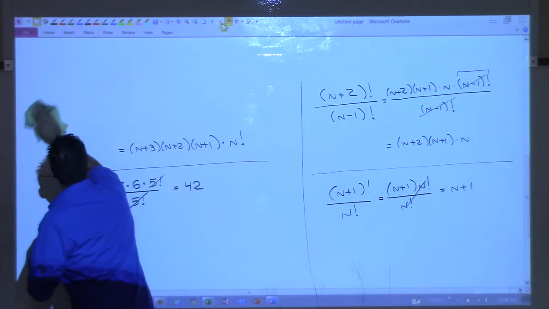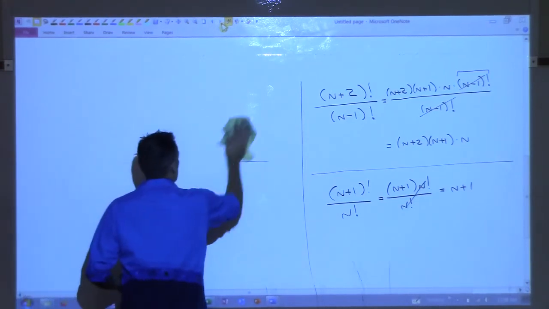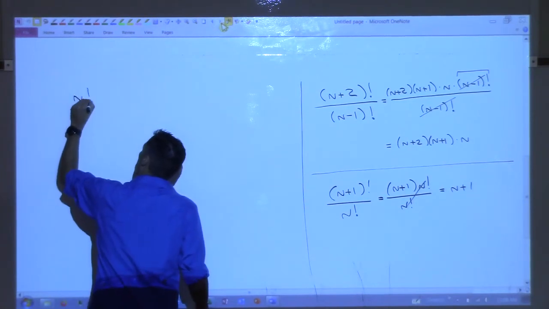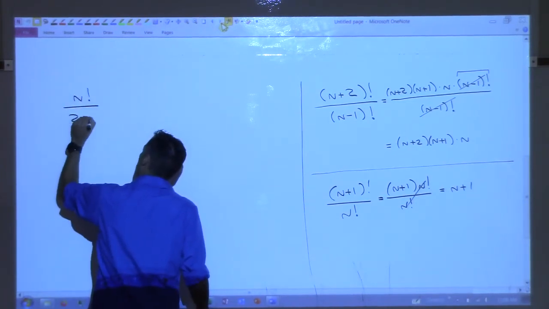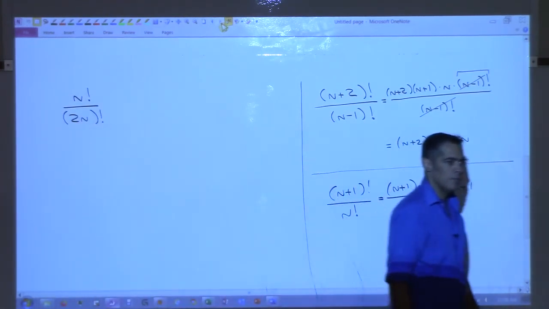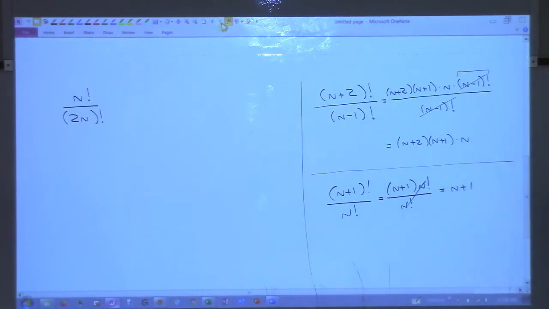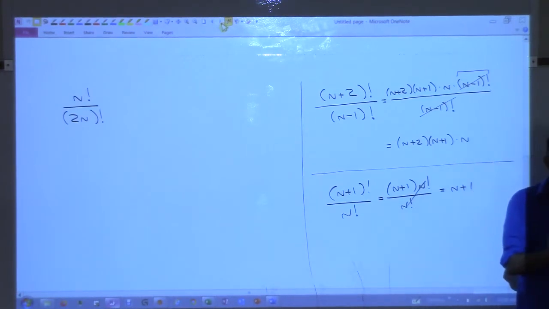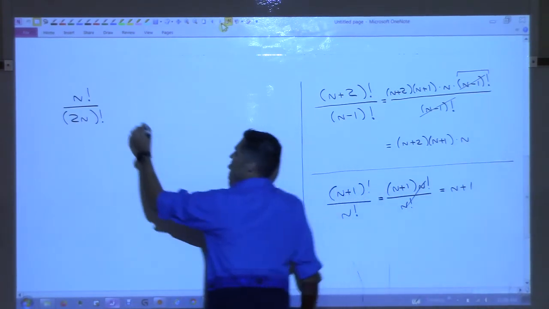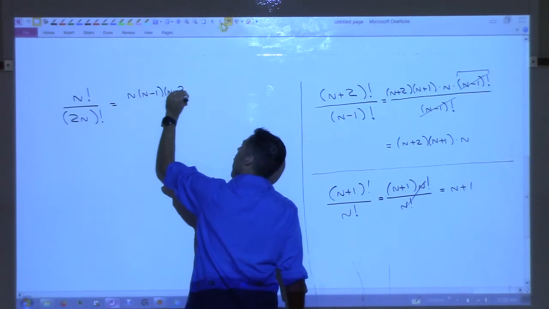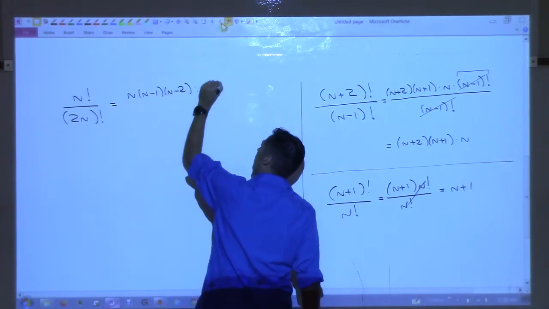How about this one? Just to see some slightly different notation. What if we have n factorial over 2n factorial? Can we do anything there to make things cancel out? So do you see that on the bottom, the 2n is in parentheses, then factorial, right? Let's see, the top is just n times n minus 1 times n minus 2, all the way down till you get to 1, right?